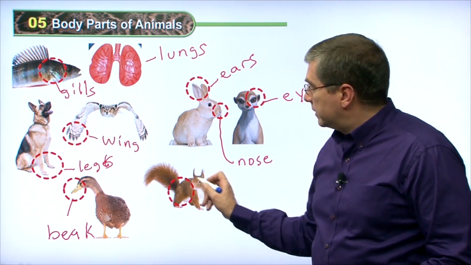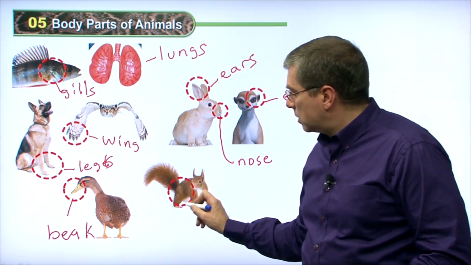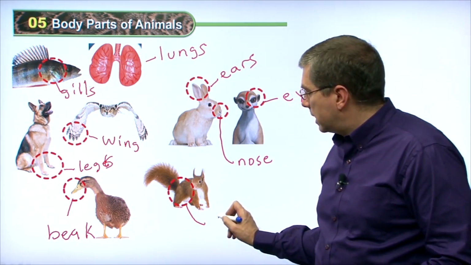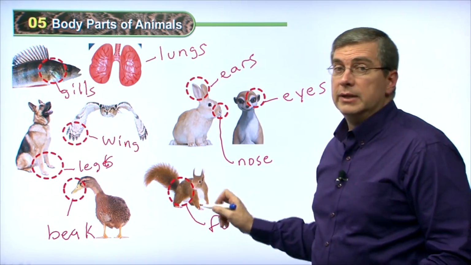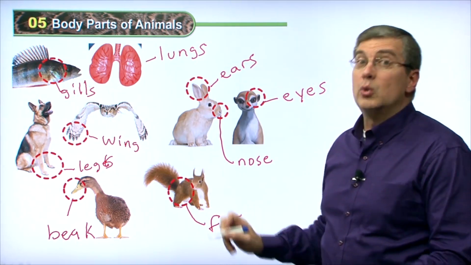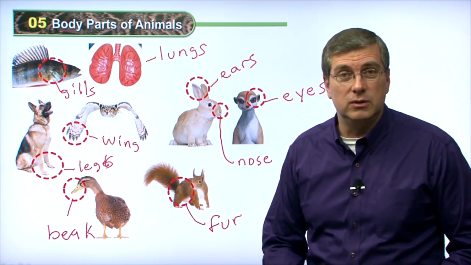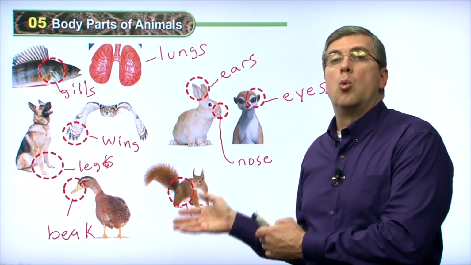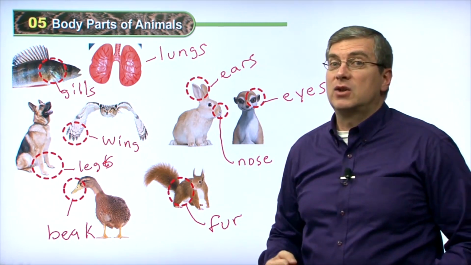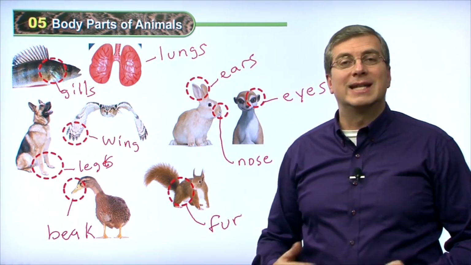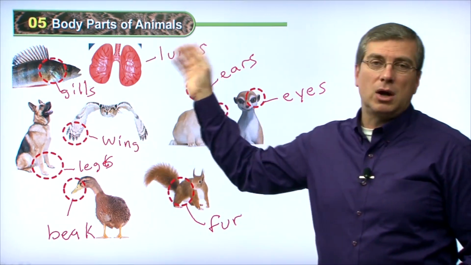Finally, our last picture over here, we see a squirrel. This is a squirrel, right? And what is this part of the squirrel and most other animals? We can call that fur. A squirrel has a lot of hair, right? Dogs have a lot of hair. Gorillas have a lot of hair. We call it fur. What does fur do? Fur keeps an animal warm, okay? Animals, of course, don't have clothes. They can't put on a coat if it gets cold, so hopefully they have a lot of fur to keep them warm. Okay, well that's a review of the body parts of animals.